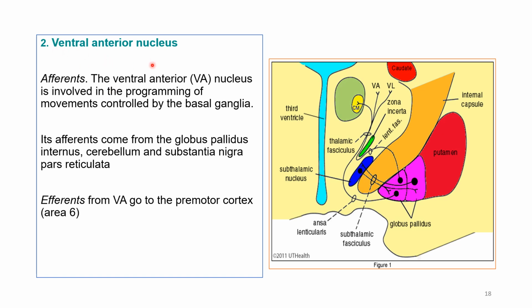So ventro-anterior nucleus, where is it? The ventro-anterior nucleus is receiving impulses from the basal ganglia, that is globus pallidus internus. Okay, then from the cerebellum, and from the substantia nigra pars reticulata. Here also it is not showing. Substantia nigra pars reticulata will also project onto VA. The efferents will go to area number 6.